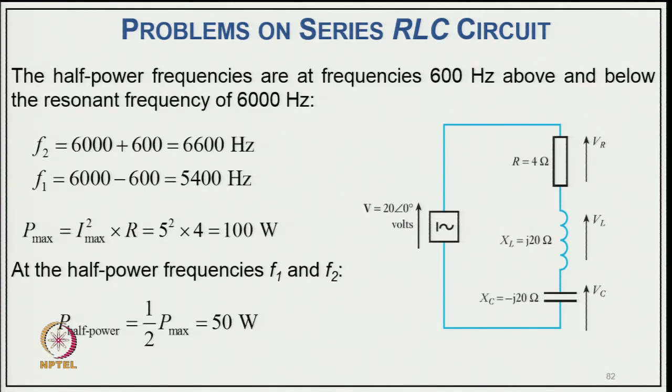So, the half power frequencies are at 600 hertz above and below the resonant frequency of 6000 hertz. So, f2 is 6000 plus 600, that is 6600 hertz, and f1 is 6000 minus 600, that is 5400 hertz, and P_max equal to I_max square into R, that is 5 square into 4, that is 100 watt, and at the half power frequencies f1 and f2, the half power is half of P_max, that is 50 watt.